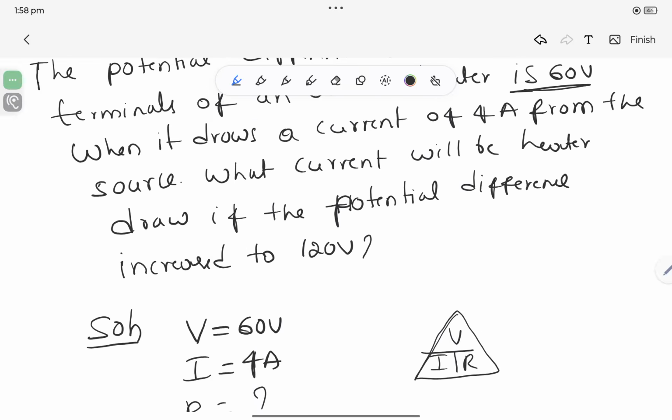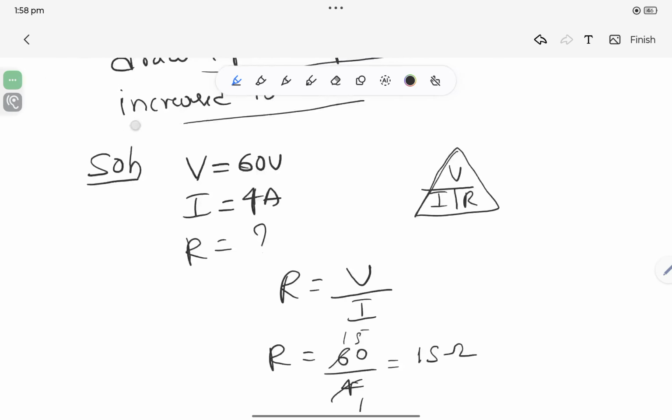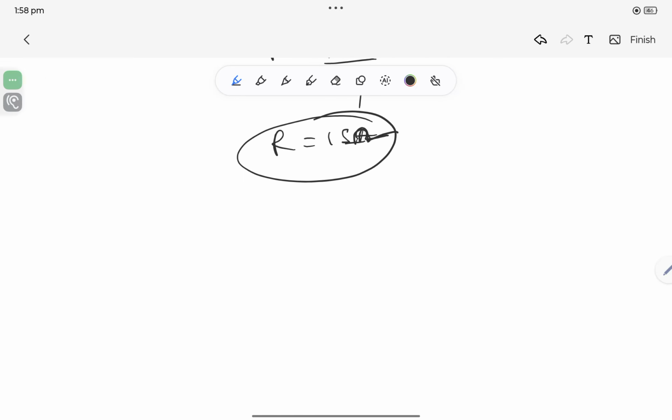When it draws current 4 ampere from the source, what current will the heater draw if the potential difference is 120 volt? So what they did, they increased voltage. In the second case they increased it to 120 volt. Already we saw in that graph resistance remains constant because it is the same material, so 15 ohm. Now what we have to calculate? We have to calculate current.